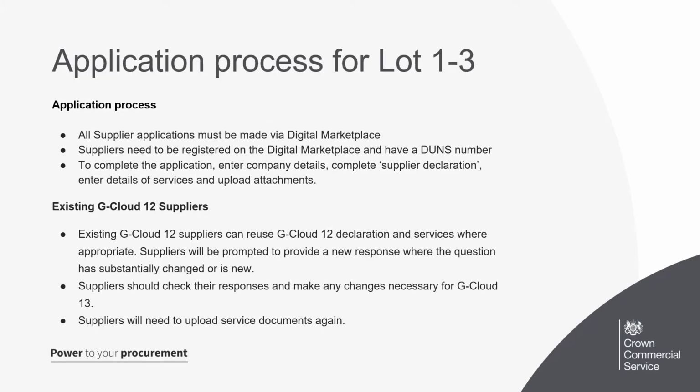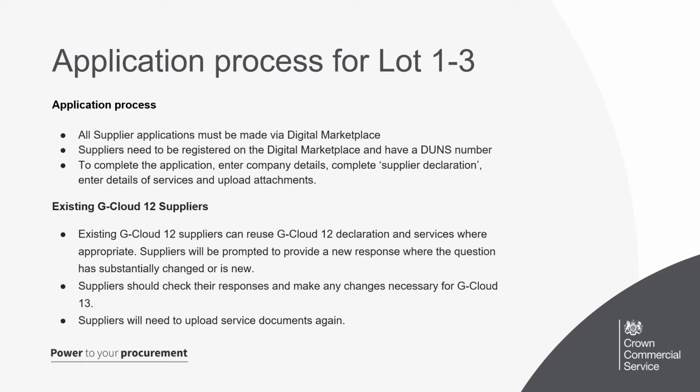Getting onto G-Cloud 13, lots 1 to 3, is achieved by applying via the digital marketplace, a link to which will be provided in the contract notice. You need to make sure that you are registered on the digital marketplace and have a DUNS number before you can apply for a position on G-Cloud 13, lots 1 to 3. But this is a very straightforward process that you will be guided through after following that link.